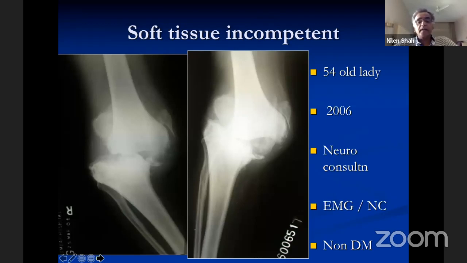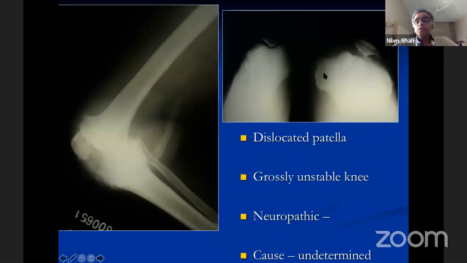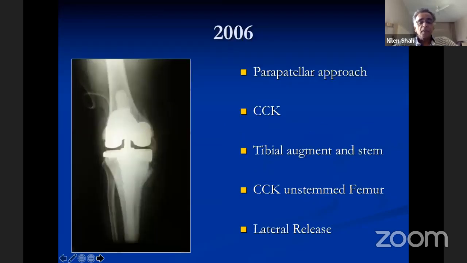In 2006, this lady I had operated. She was 54 at that time. Looking at these x-rays, obviously we did a neuro consultation. We did some EMG nerve conduction. She was a non-diabetic. She had a dislocated patella, as you can see here, and it was a grossly unstable knee. We labeled it as neuropathic, but the cause was undetermined. I did a parapatellar approach. I put a condylar constrained knee with a tibial augment and stem. The femur was unstemmed, and we also did a lateral release.